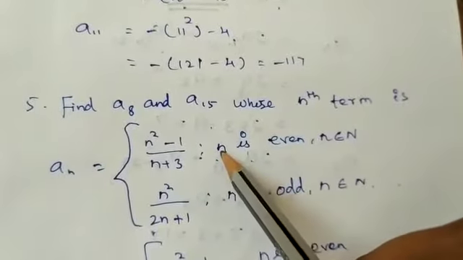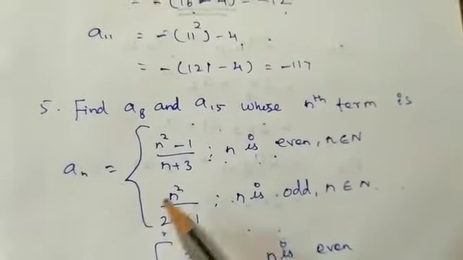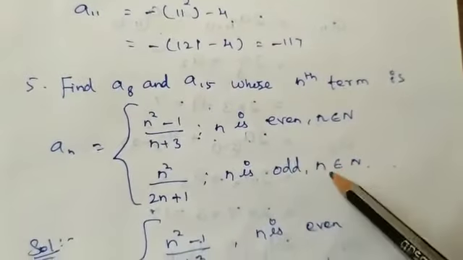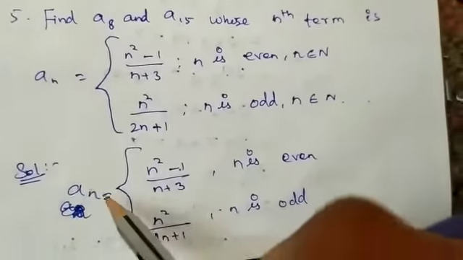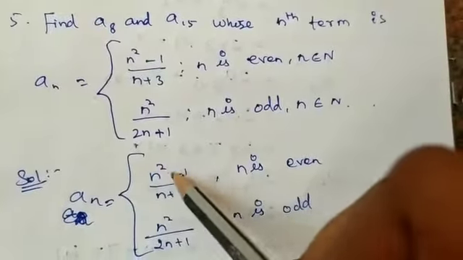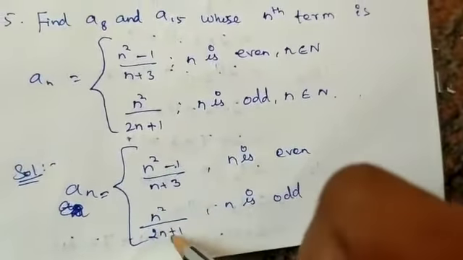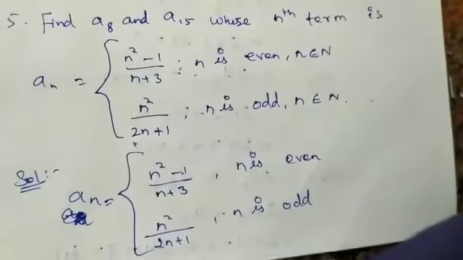So, in fifth question, find a8 and a15 whose nth term is an equal to n square minus 1 by n plus 3, where n is even and n belongs to natural numbers, and n square by 2n plus 1, where n is odd and n belongs to natural numbers. In solution, an equal to n square minus 1 by n plus 3 when n is even, n square by 2n plus 1 where n is odd.